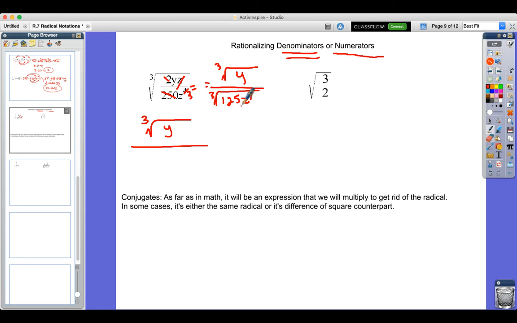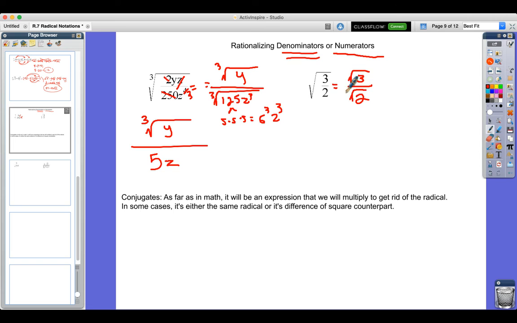But this does have a cube root. 125 will break down to be 5 times 5 times 5, or 5 cubed. So you're left with 5 cubed z cubed. Well, the cube root of 5 cubed is just a whole number 5. The cube root of z cubed is just z. The radical in the denominator is gone. Same thing right here. We split it up. Left with radical 3 over radical 2.